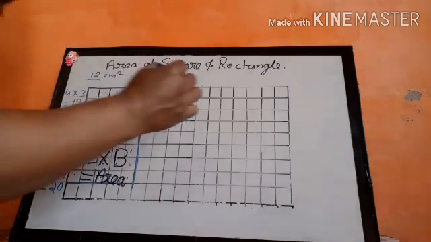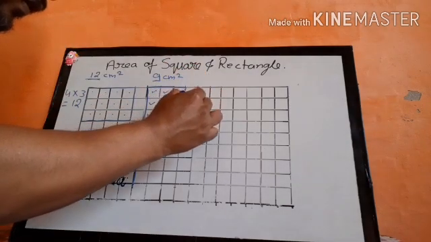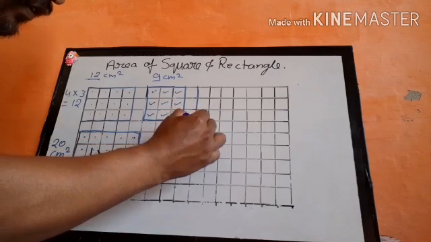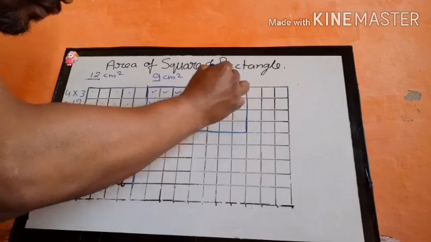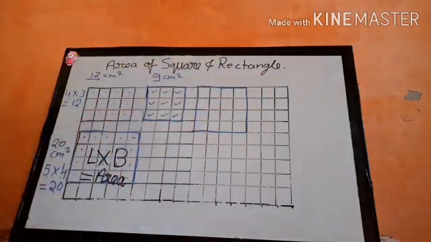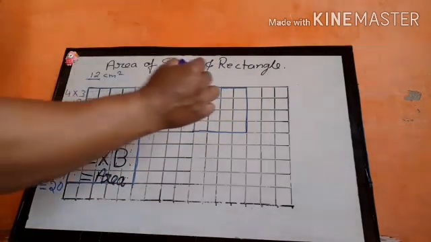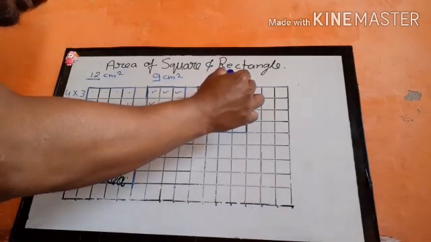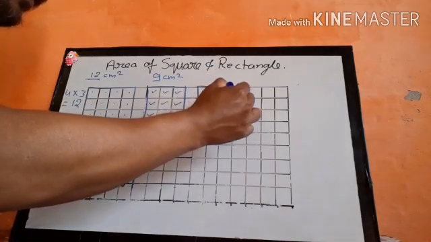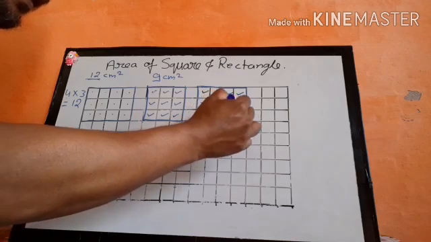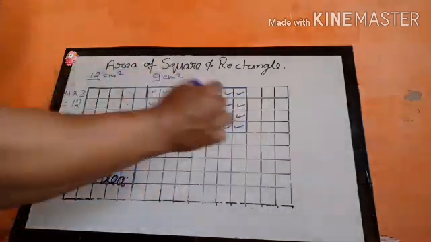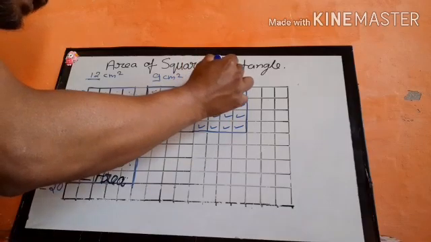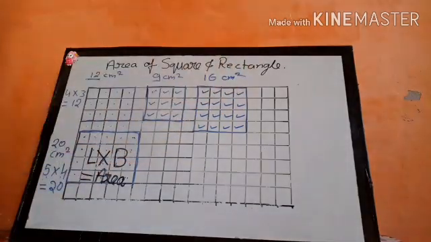Take one more. Let's start counting the squares. 1, 2, 3, 4, 5, 6, 7, 8, 9, 10, 11, 12, 13, 14, 15 and 16. So this square has an area of 16 centimeter square.